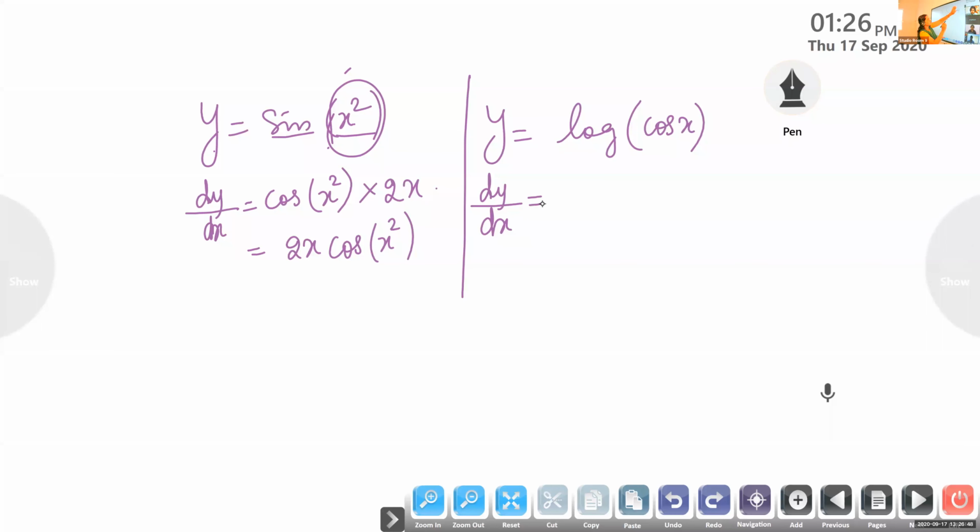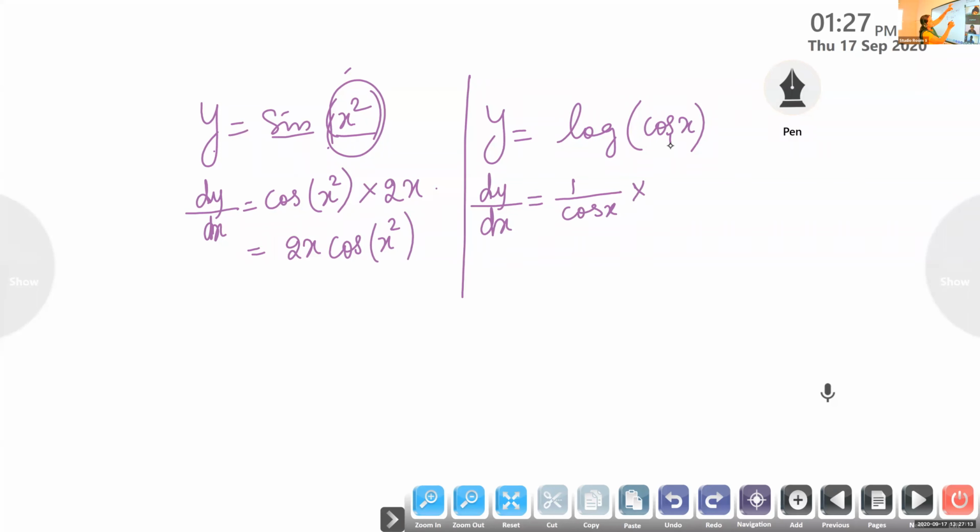So which is the first function here? Log. What is the derivative of log x? 1 by x. In the place of x, now what we have? Cos x. The derivative of log cos x is 1 by cos x, into.